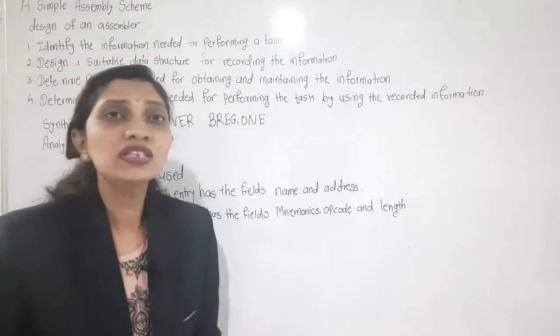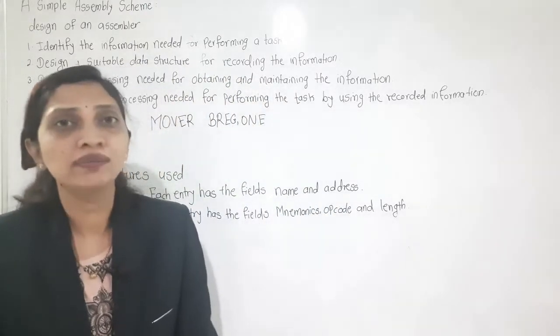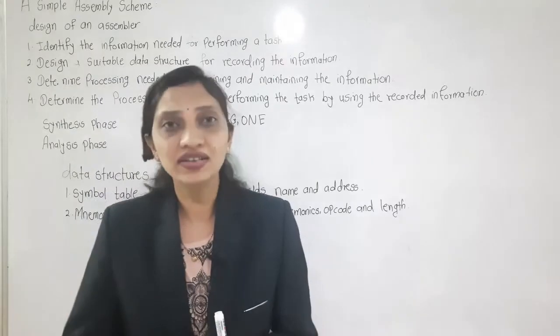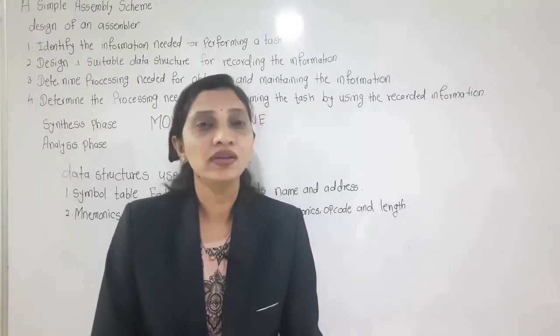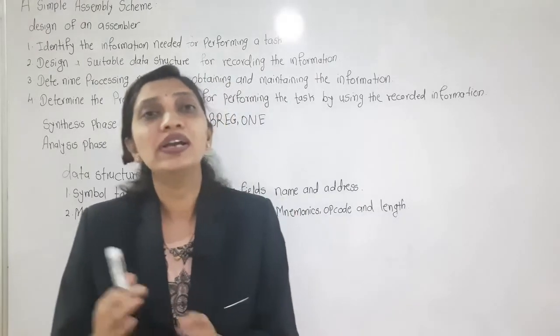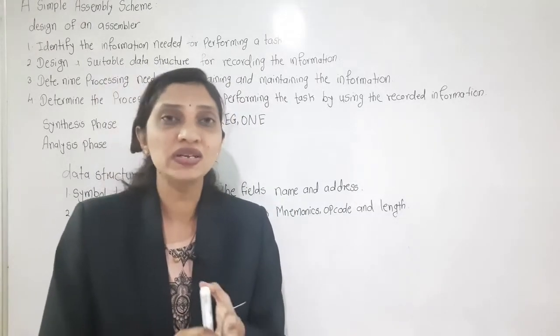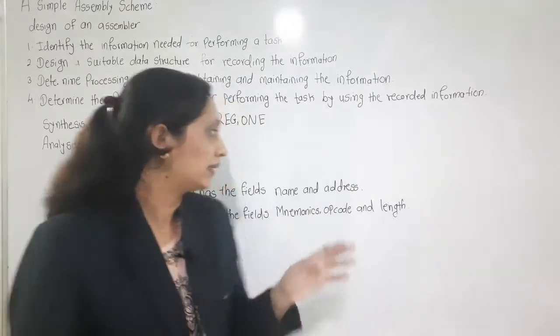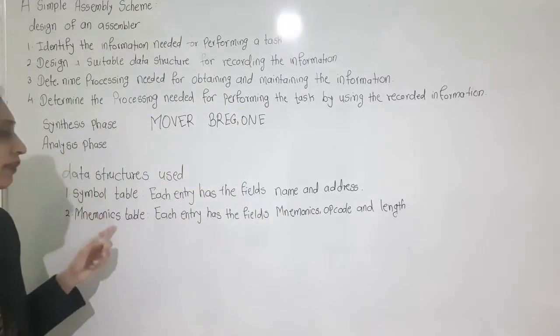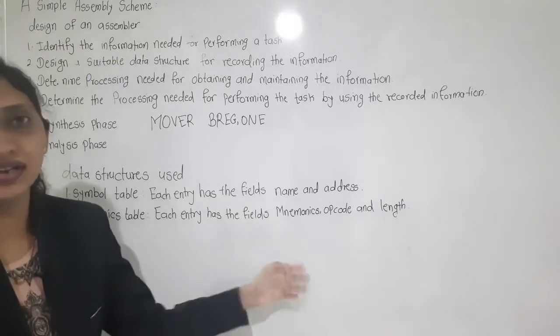If the statements are declarative statements like DS and DC statements, at that time the length will depend on the constant specified in the DC statement, otherwise on the DS statement. In this way the symbol table and mnemonic table entries are performed.